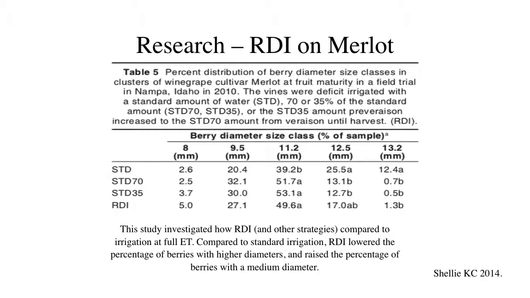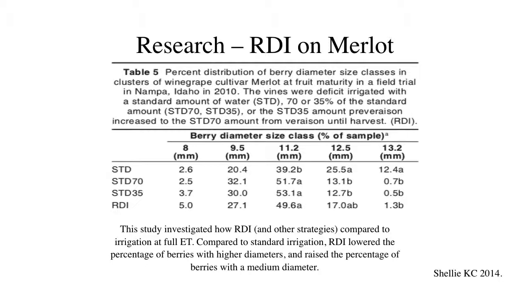There has been lots of research on how RDI impacts berry physiology. This specific study looked at how RDI impacted the physiology of Merlot grapes from Idaho. The investigators looked at how RDI compared to irrigation at full 100% ET. They found that compared to standard irrigation, RDI lowered the percentage of berries with higher diameters and raised the percentage of berries with a medium diameter.